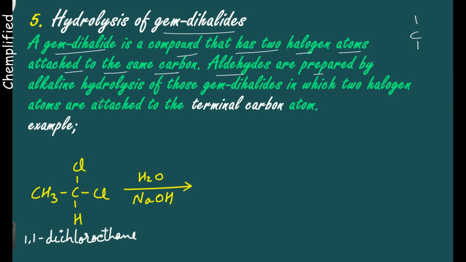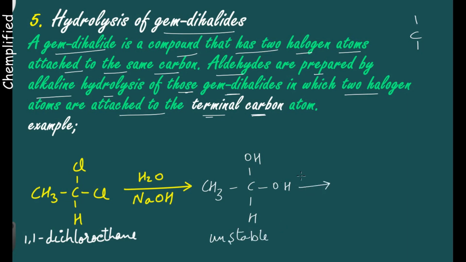Aldehydes are prepared by alkaline hydrolysis of these gem dihalides, in which two halogen atoms are attached to the terminal carbon. Remember, the halogen atoms are attached to the terminal carbon. All right. Now when you do the hydrolysis, first you will get an unstable intermediate that will be like this, and this is unstable.